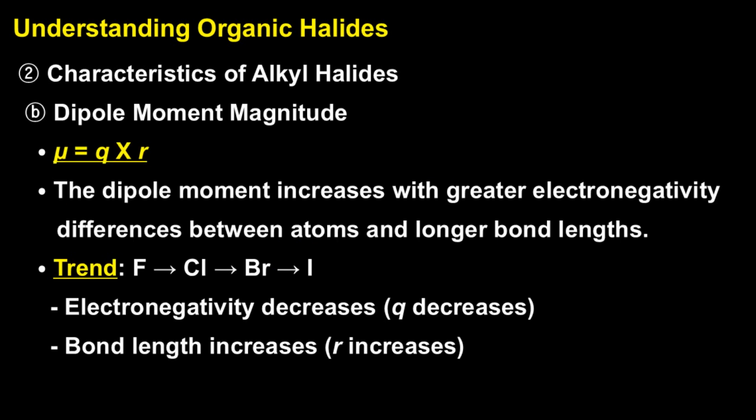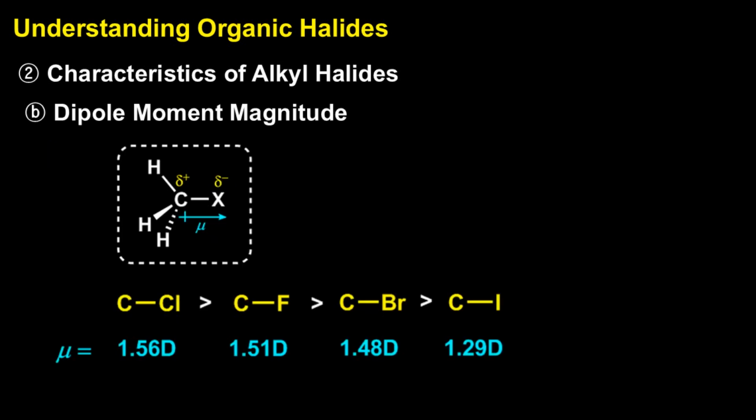Now let's break down the dipole moment a bit more. It's a vector that points from the positive carbon to the negative halogen, and it's calculated as mu equals Q times R. Here, Q is the charge separation, and R is the bond length. As you go down the halogen group from fluorine to iodine, electronegativity decreases, so Q gets smaller, but bond length, R, increases. Since dipole moment depends on both, the trend isn't linear. You need to consider both charge and distance.